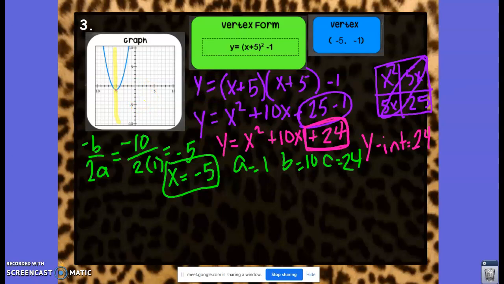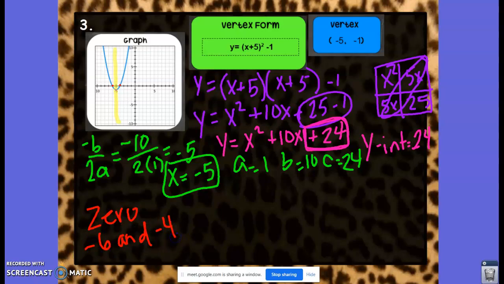Our graph is already there for us, so we don't really need to do much else with it. We can use this graph to tell us what our roots are. So our roots happen, I picked a color that's too hard to see. Our roots happen where we cross the x-axis as our solutions. So in this case, our zeros, roots, and solutions are negative 6 and negative 4.